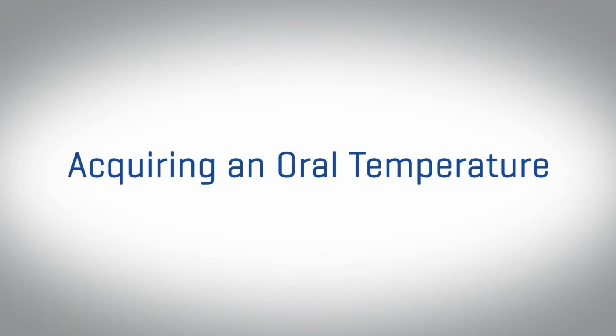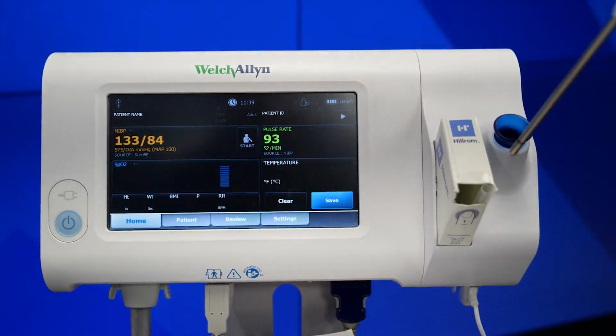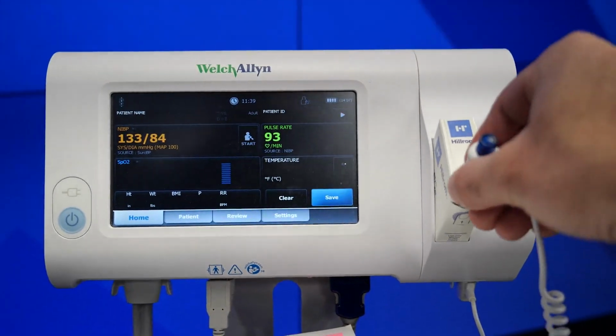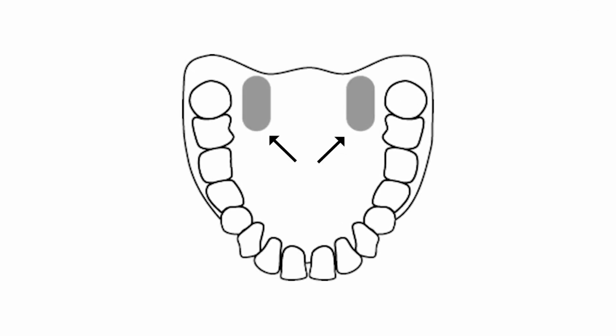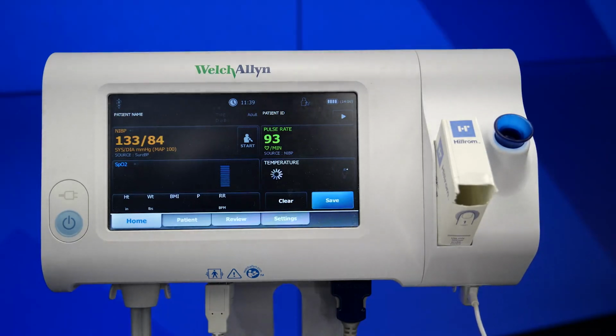To take an oral temperature measurement, place the probe with probe cover in the sublingual pocket of the mouth. The sublingual pocket is located beneath the tongue on the inside of the gums in the back. Once the probe is properly placed, the thermometer will cycle, and once it's complete, the device will beep.